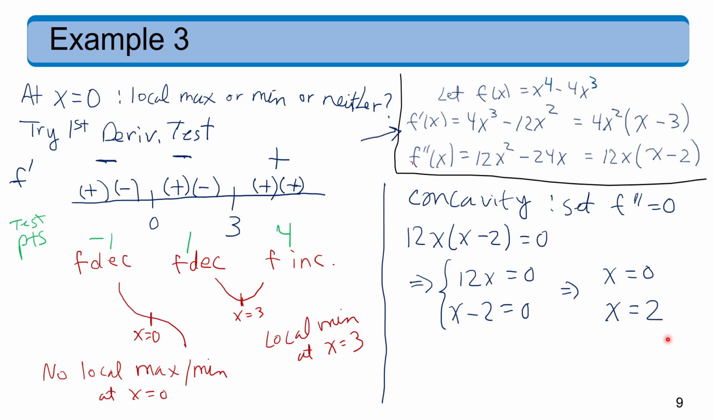Then we're going to take these numbers that we just found, put them on a number line, choose test points, and then instead of plugging into f prime, we're going to plug them into f double prime and do this exact same process to determine where f double prime is positive and negative. Okay, so we'll continue that part on the next slide. So again, we're going to make a number line and put 0 and 2 on the number line.